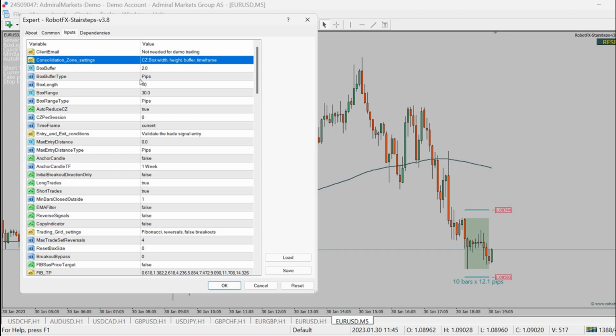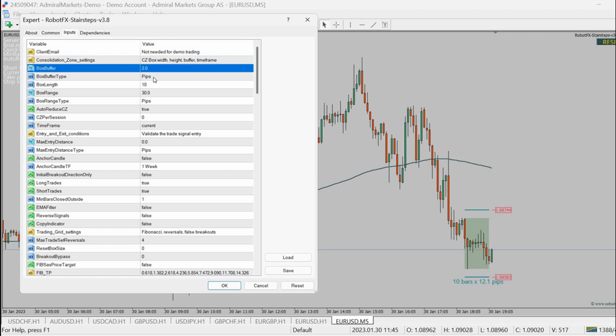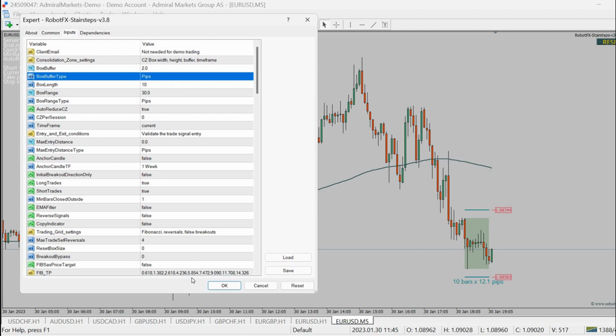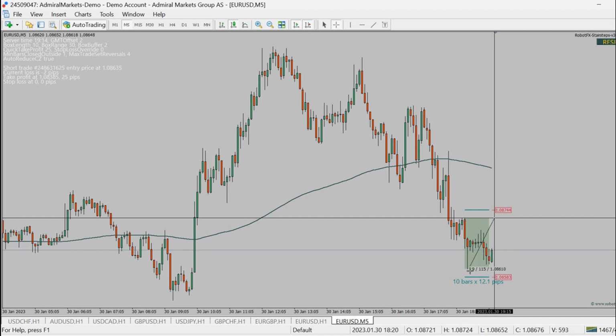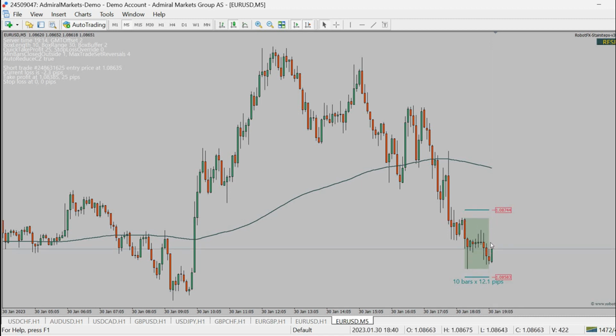After that, there are the consolidation zone settings, and it starts with the box buffer and the box buffer type. I'm going to show you what the buffer is. So basically, on this chart, the expert advisor already determined the consolidation zone, the next consolidation zone that was about to form. There is only one on this chart because I have just opened the MetaTrader and changed the time frame. I'm shooting this video in different parts of the day and maybe multiple days as well.